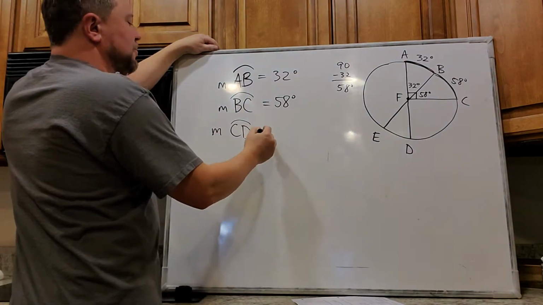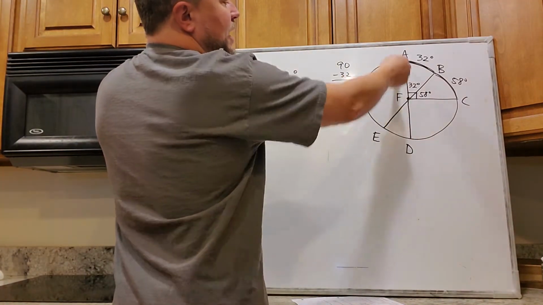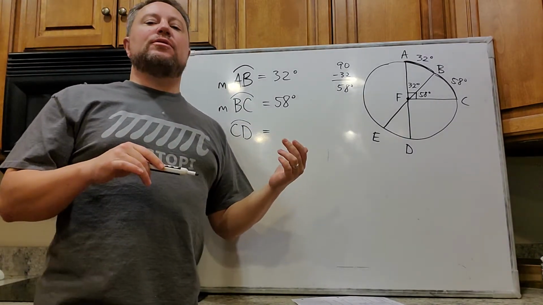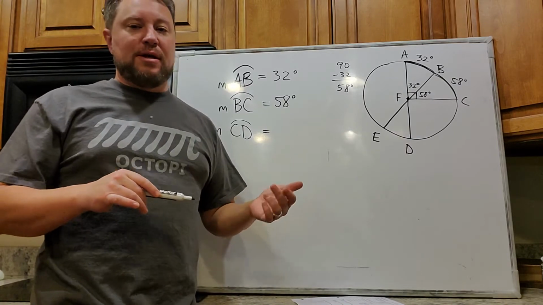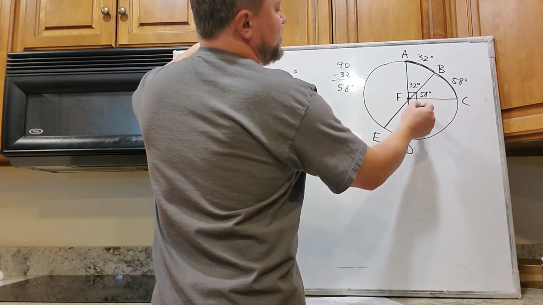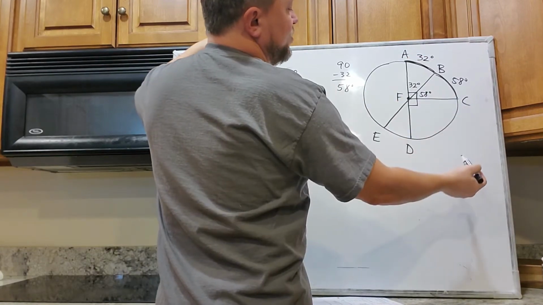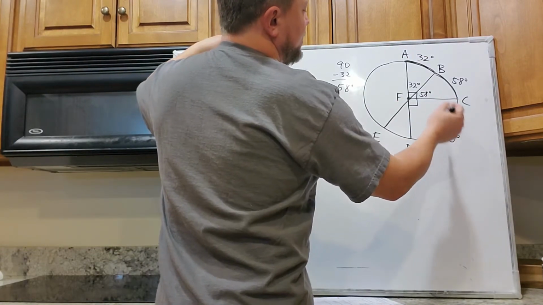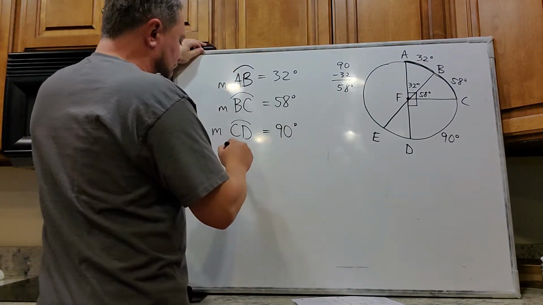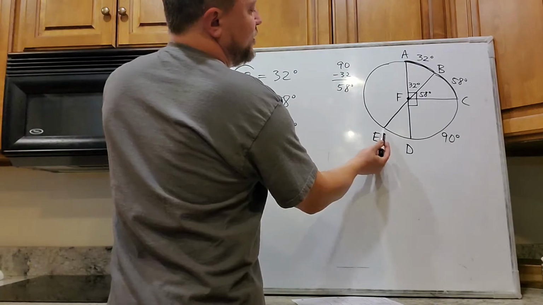The next arc they want us to find is arc CD. Now I notice that AD here is a diameter. Diameters are your friend. Diameters cut a circle in half, and half of a circle, of course, is 180 degrees. So we know if these two together were 90 here, that means this must be another 90 right there beside it, and the whole thing adds up to 180. So this is 90 degrees. Arc CD is 90. The next arc they want us to find is DE. DE is this little arc here.